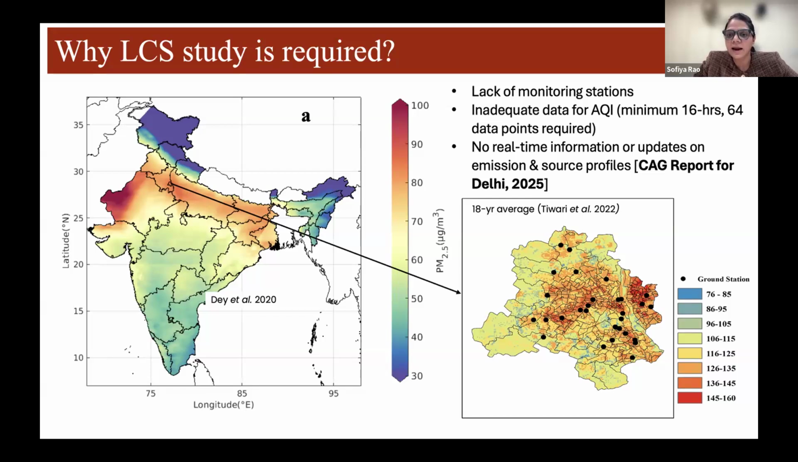So because of that, we need LCS sensors. And the third most important, which is that CAG report of Delhi in 2025, we currently lack real-time information on emission patterns and source profile. Also, we measure pollution levels, but we don't have continuous dynamics data on who is emitting and when and how much. So just to get this information up to date, we really need a local sensor network across India.